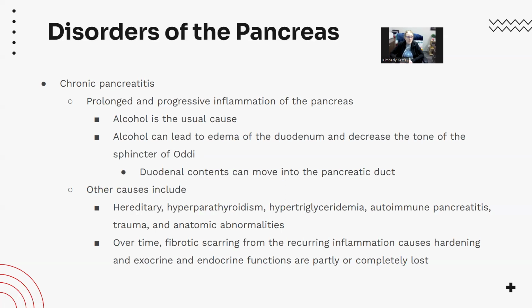Other causes include hereditary hyperparathyroidism, hypertriglyceridemia, autoimmune pancreatitis, trauma, and anatomic abnormalities. Over time, though, you're going to have fibrotic scarring from the recurring inflammation, and will cause hardening, and endocrine and exocrine functions are partly or completely lost. You remember the pancreas is both an endocrine and an exocrine gland, so it serves multiple functions.